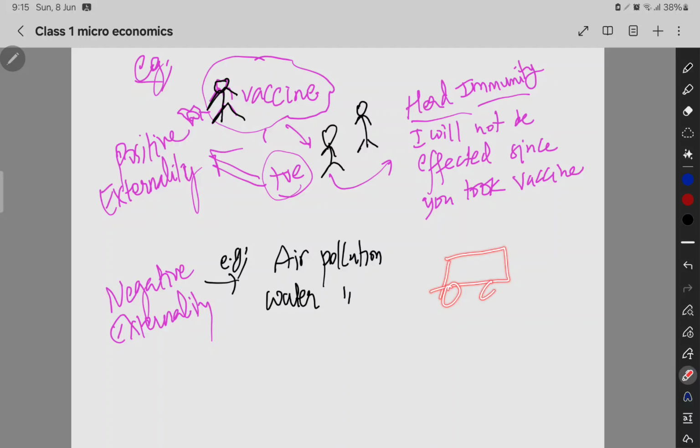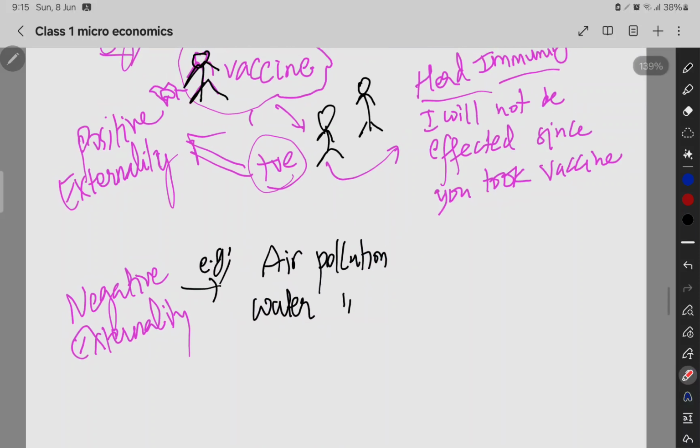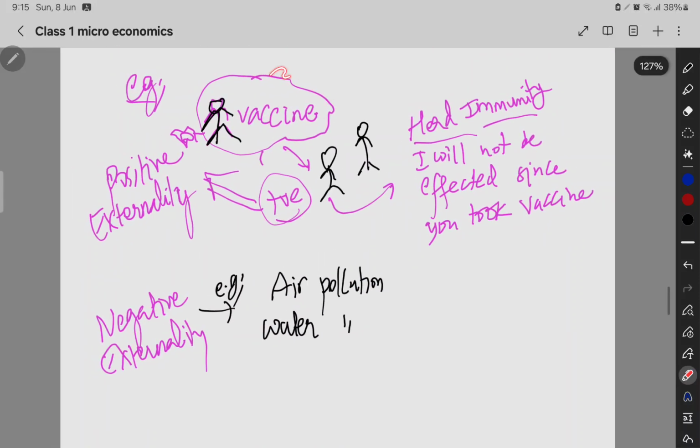I am going in a car and I am polluting the atmosphere, air pollution, and I am polluting the water, water pollution. Because of all this, my family indirectly and my surroundings might be suffering from health problems. Okay, so this is negative externality due to me. So externalities can be positive or negative. Examples of negative externality are air pollution and water pollution, and an example of positive externality is vaccination.